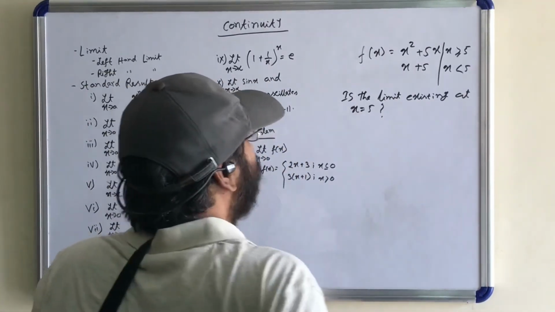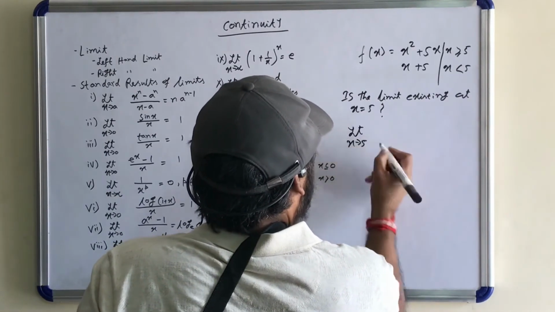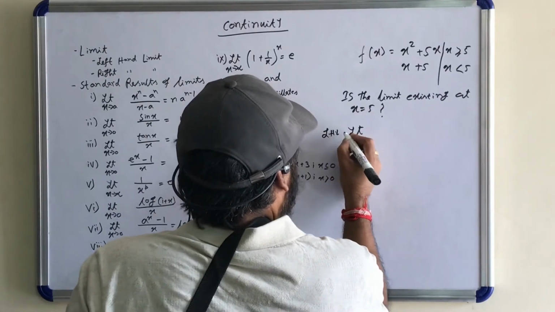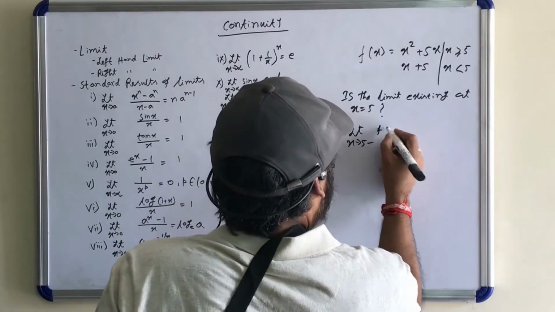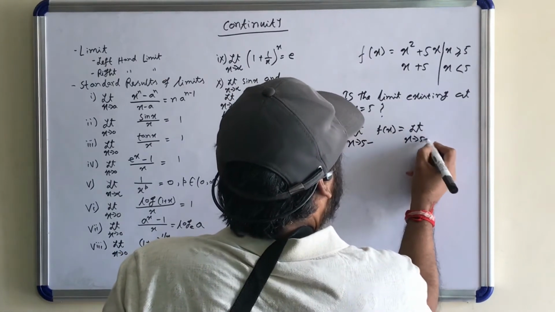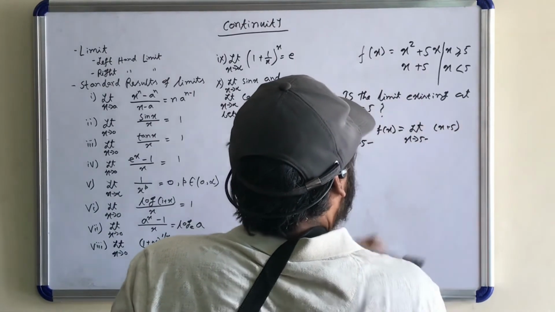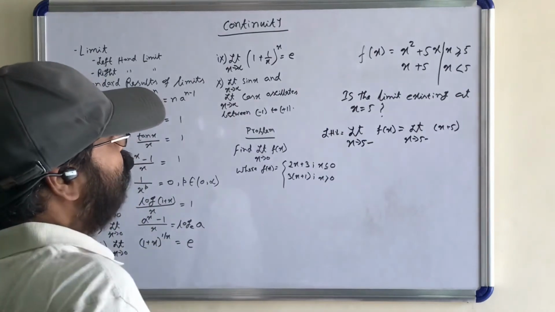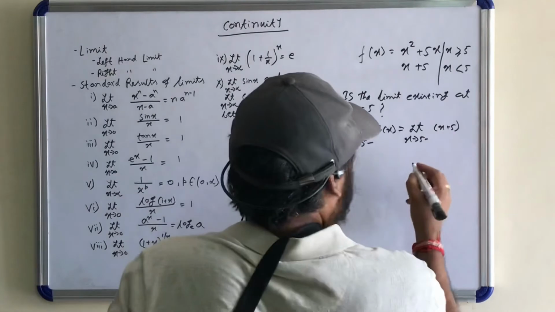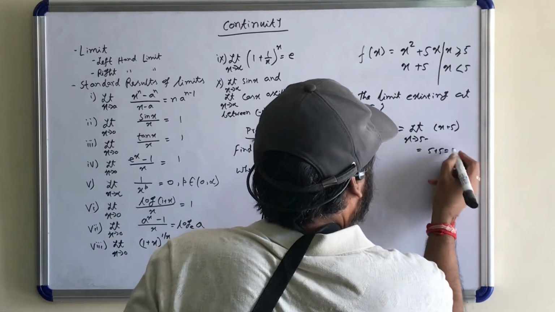First, what is the left hand limit? Limit x tends to 5 minus f(x). What is the value of f(x) whenever x is less than 5, approaching 5 but less than 5? It is x plus 5. So it equals 5 plus 5 equals 10.